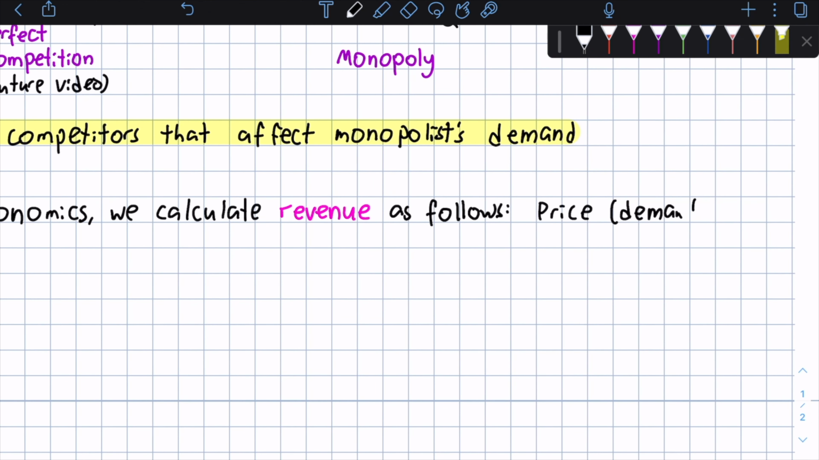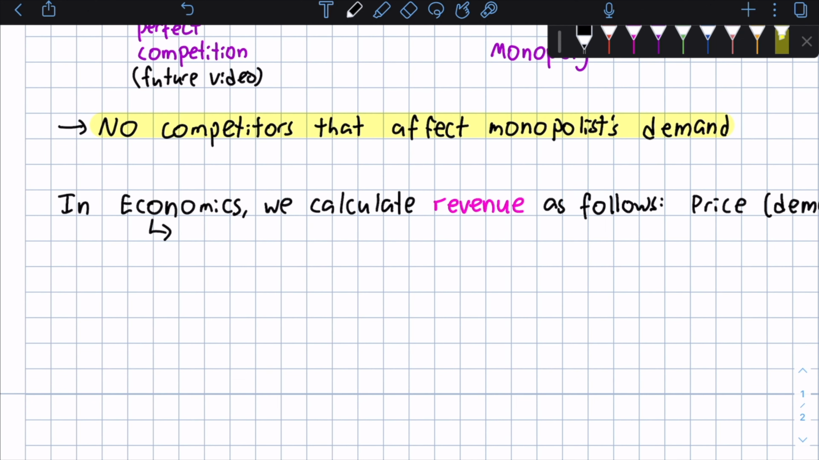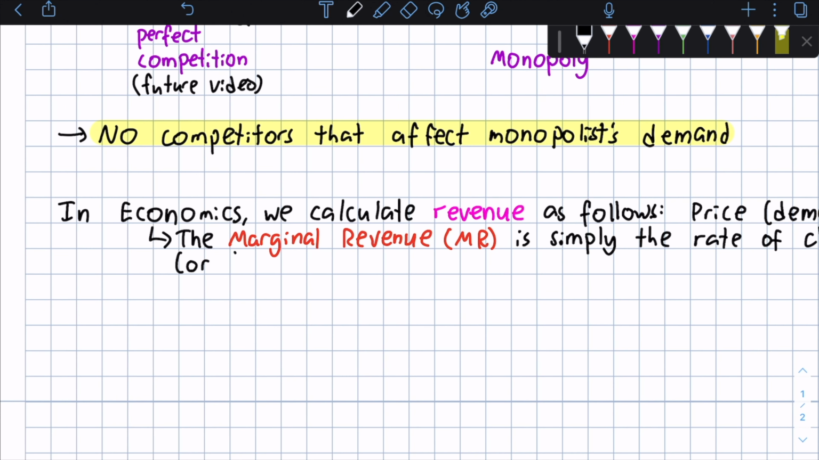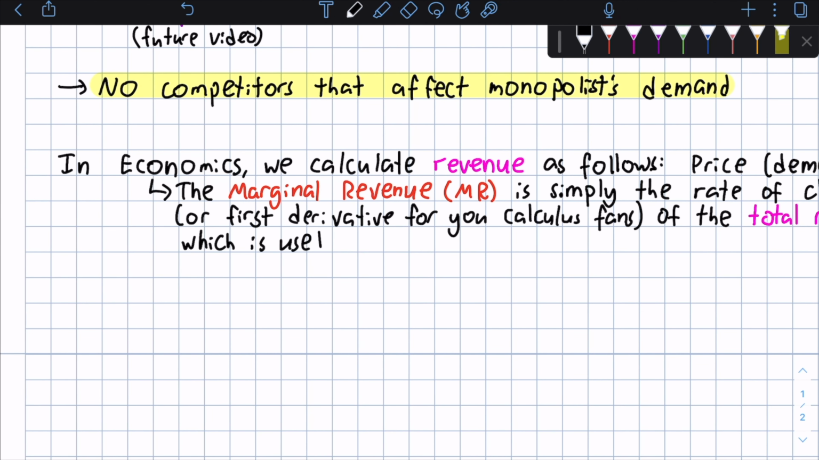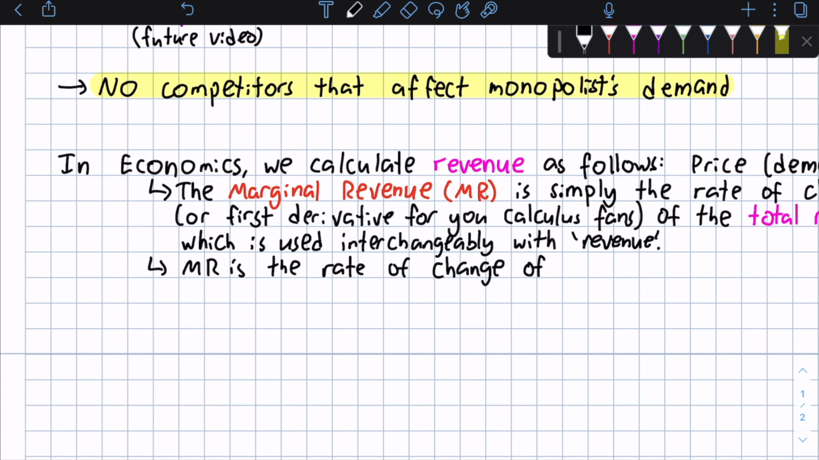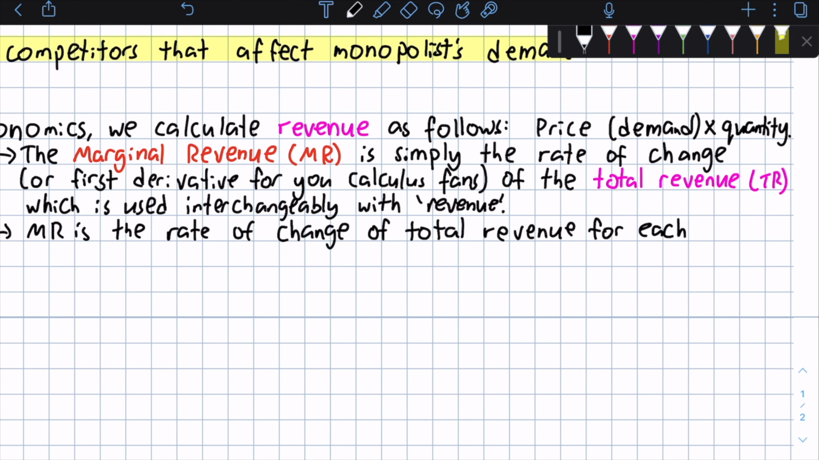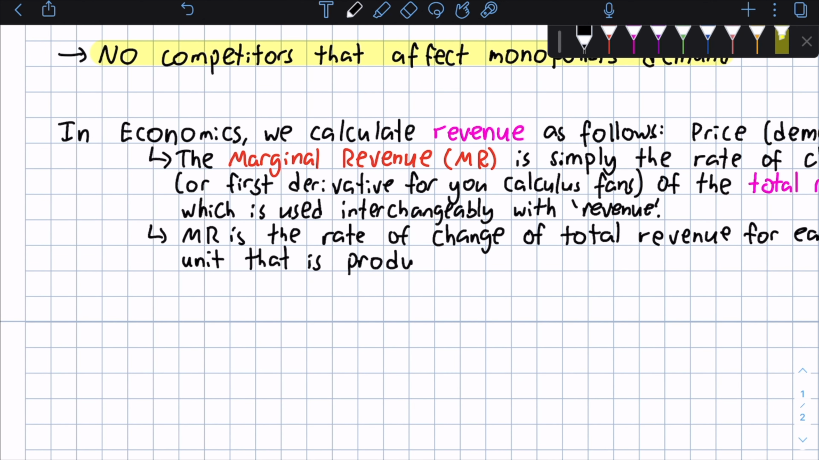So in general, in economics, we calculate revenue as follows. So we have the price or demand curve times quantity, and the marginal revenue, or MR, is simply the rate of change, or the first derivative, if you like calculus, of the total revenue. But this is just a fancy term us economists use. And this is used interchangeably with revenue. So the marginal revenue is the rate of change of a total revenue for each additional unit that's produced. And that's the key.